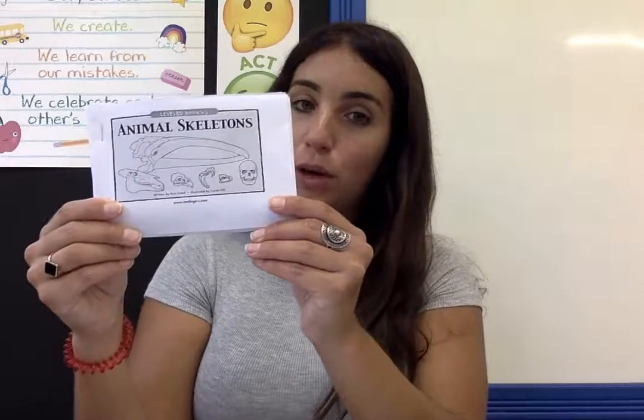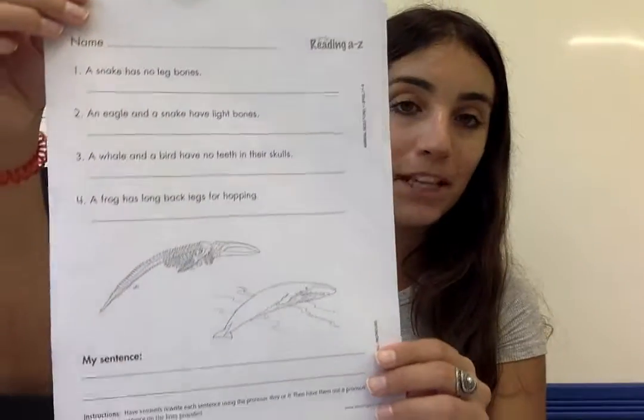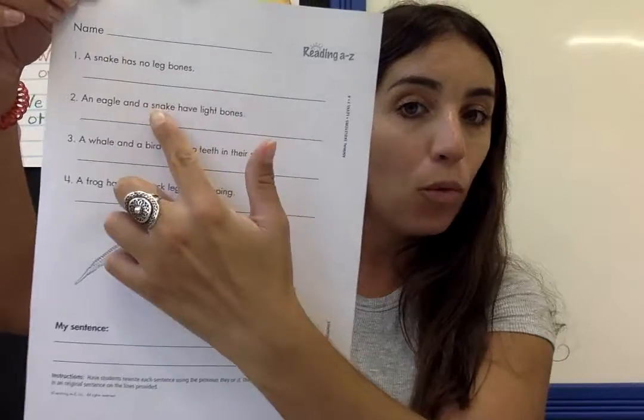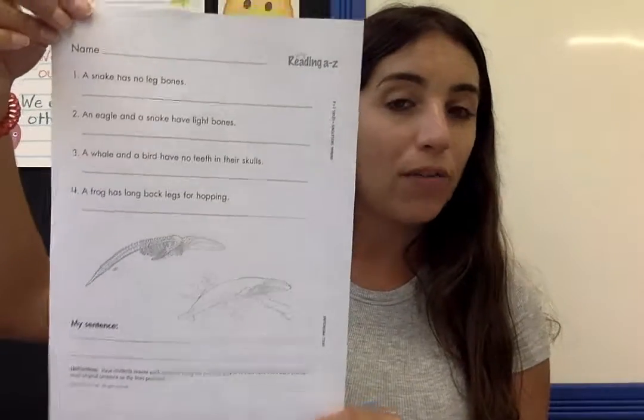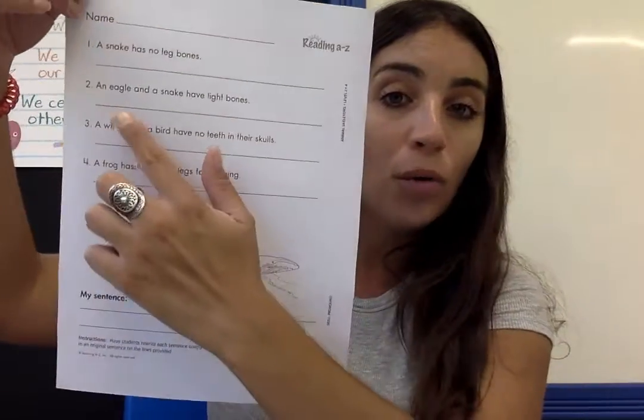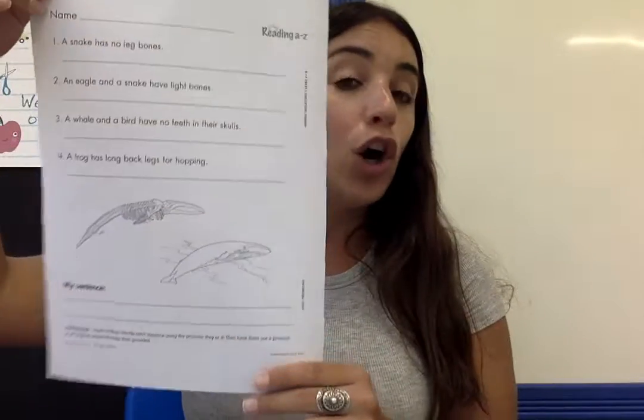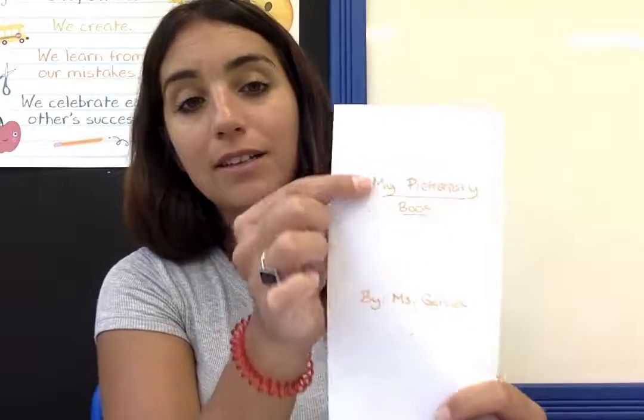So again, first thing, recapping, you're going to read your book, either by yourself or with a partner. You are next going to complete your pronoun sheet, okay? I helped you with number 1 and number 2. You just need to write out the sentence. You will try on your own, number 3 and number 4. You will then write a sentence with your own pronoun, either they or it, and then you will make your own Pictionary book. Remember that the title of your Pictionary book is My Pictionary Book.